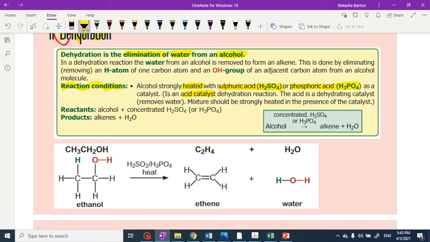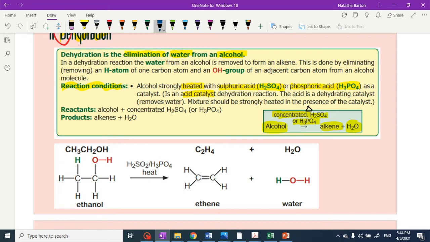Our general equation would be: an alcohol would be heated in the presence, so they haven't written down heat here, so it would be heated in the presence of some concentrated, remember the word concentrated, right? Concentrated means many particles, okay? We're going to have concentrated acid, like sulfuric acid or phosphoric acid, and this is going to form an alkene and water. Okay, so let's look at an example of this type of reaction.